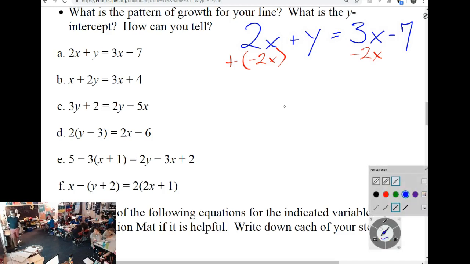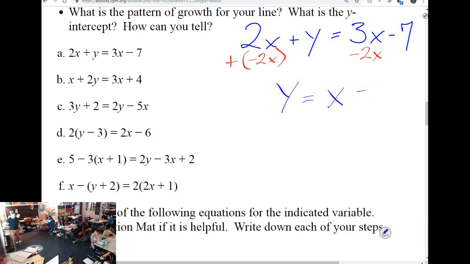But now, y still has that left side on lock. What does my right side become? x minus 7. I can write the 1 in front of x here, or I don't have to. Why would it be convenient to write the 1 there, George?